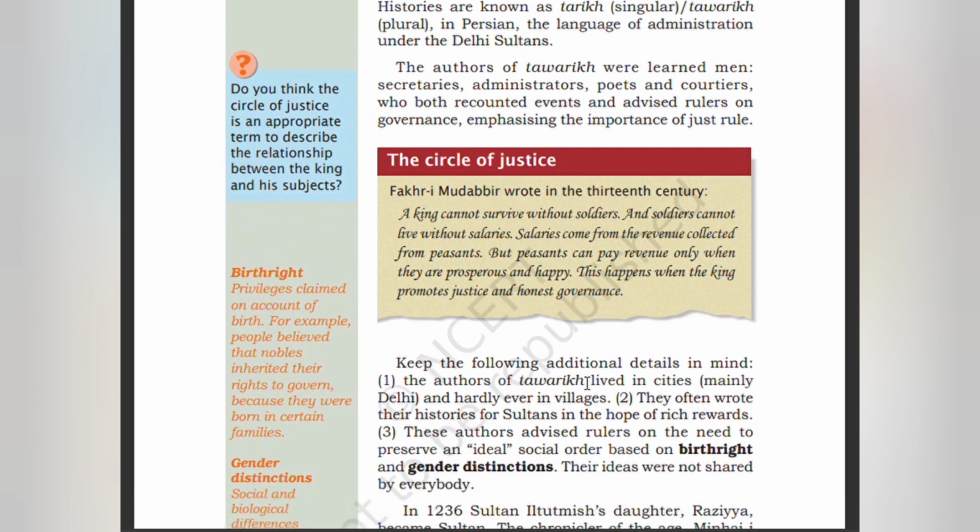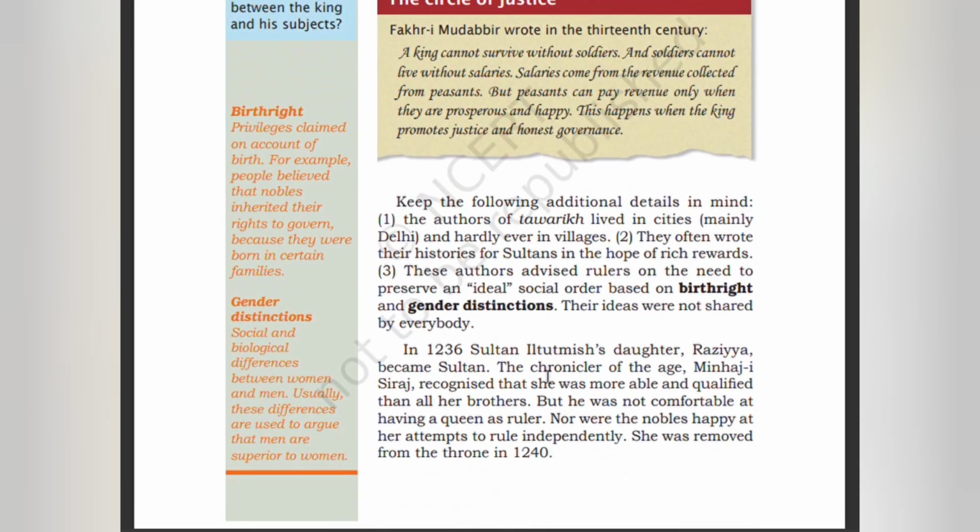Keep the following additional details in mind. The authors of Tarikh lived in cities, mainly Delhi, hardly ever in villages. They often wrote their histories for sultans in the hope of rich rewards. These authors advised rulers on the need to preserve an ideal social order based on birthright and gender distinctions. Their ideas were not shared by everybody.